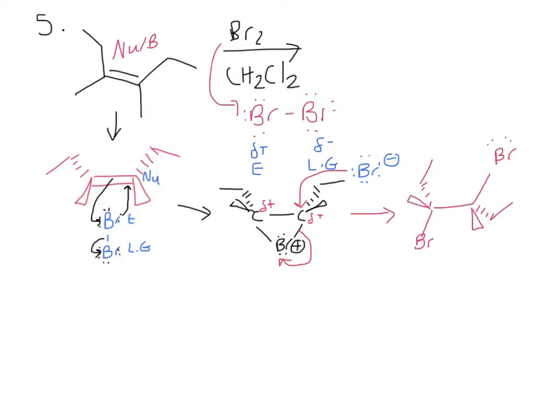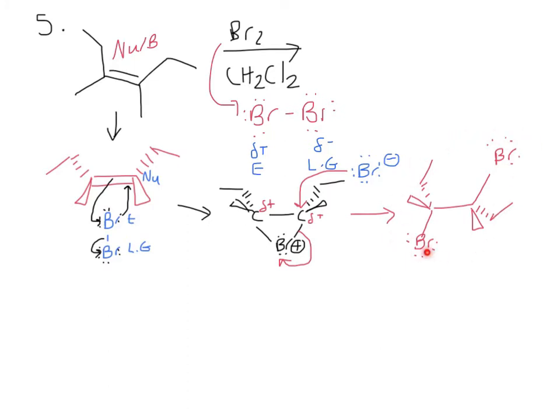So that's why I personally like to make it 3D before I actually show any attacks, because ultimately I can see a very clear example here where I received the anti-addition product. So I have the 2 groups anti to each other. And it avoids playing around with any sort of dash wedge after the fact, which again I find a little bit easier.